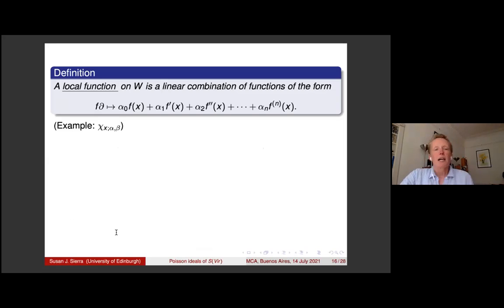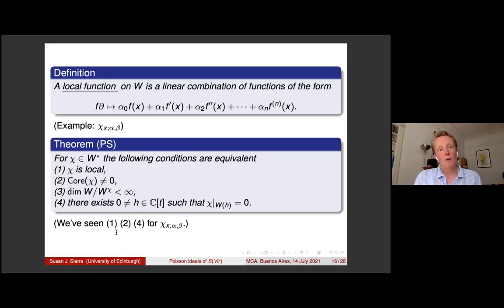So I'm going to generalize this example. For me, a local function on W is a linear combination of taking derivatives at points. So it's something that looks like chi x alpha beta, except maybe higher order derivatives, maybe more than 1 point. What it's doing is looking at local behavior of the function f at finitely many points.